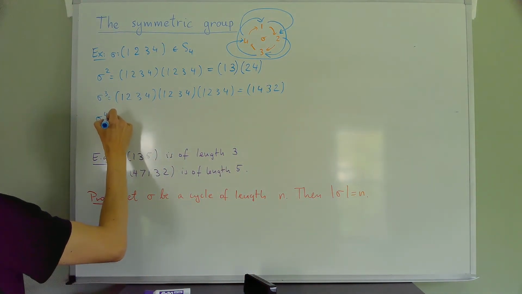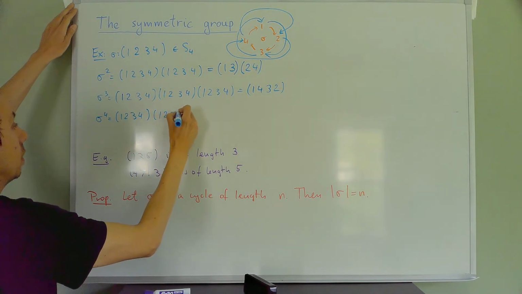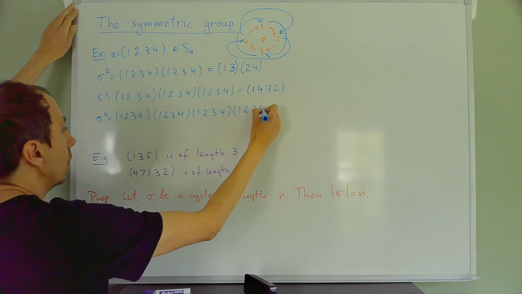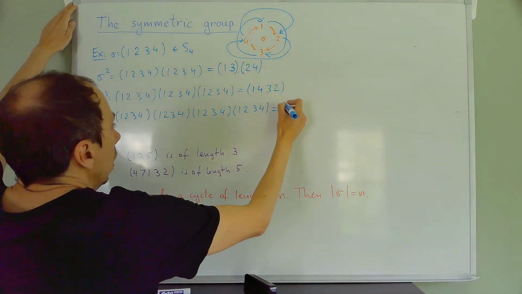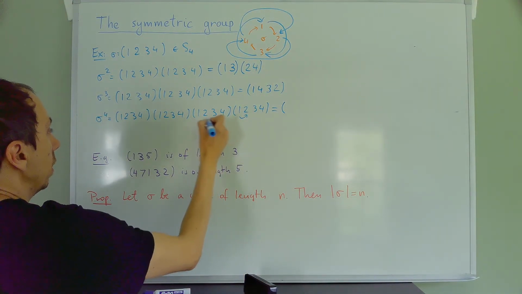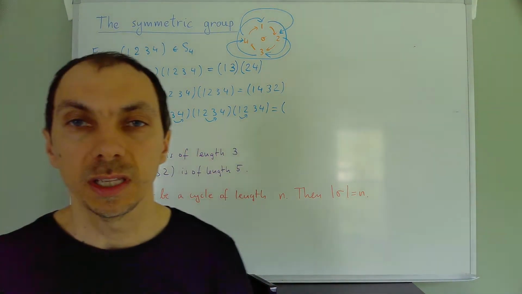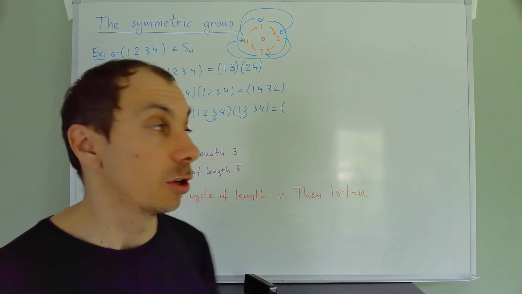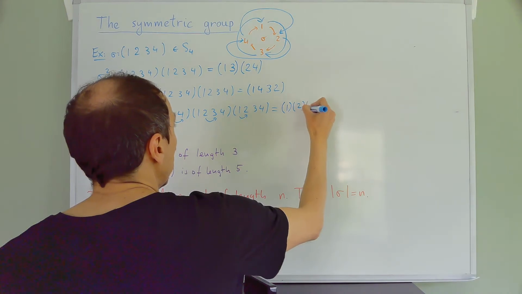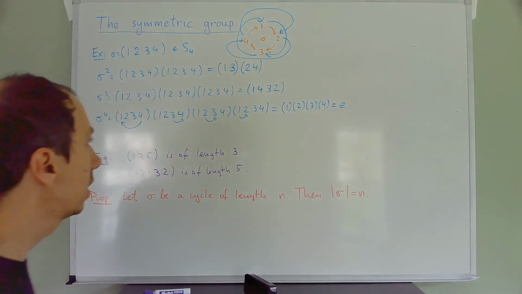Maybe the most instructive thing is to see what happens if you do it 4 times, although you already expect what's going to happen. 1 goes to 2, 2 goes to 3, 3 goes to 4, 4 goes to 1. You move 1 step to the right, and because you have to do it 4 times, you just go back to whatever you had. So that's 1, and the same thing is going to happen to 2, 3, 4. But as you know, we don't write these 1-cycles, so that's the identity.